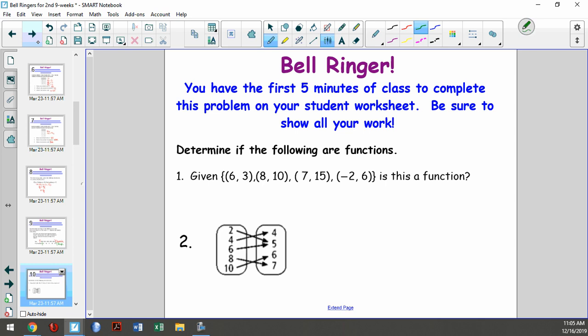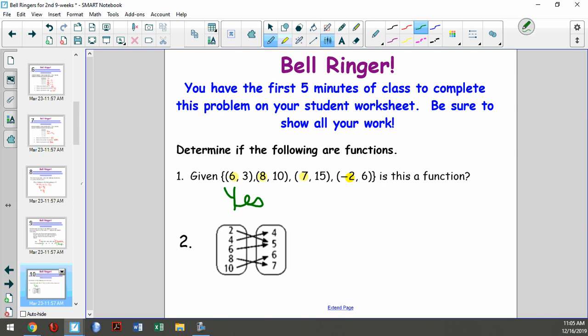How do you determine if this is a function? Does x repeat? 6, 8, 7, -2. Did x repeat? No, so yes, this is a function. Number 2. 2 chose 5, 4 chose 4, 6 chose 5, 8 chose 7, and 10 chose 6.